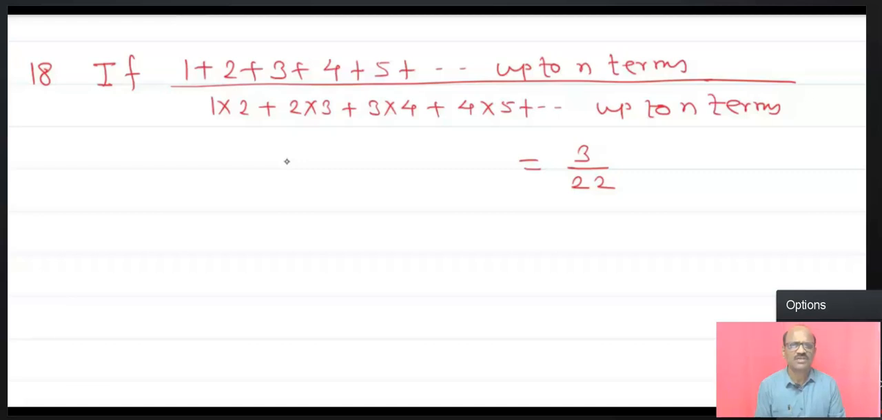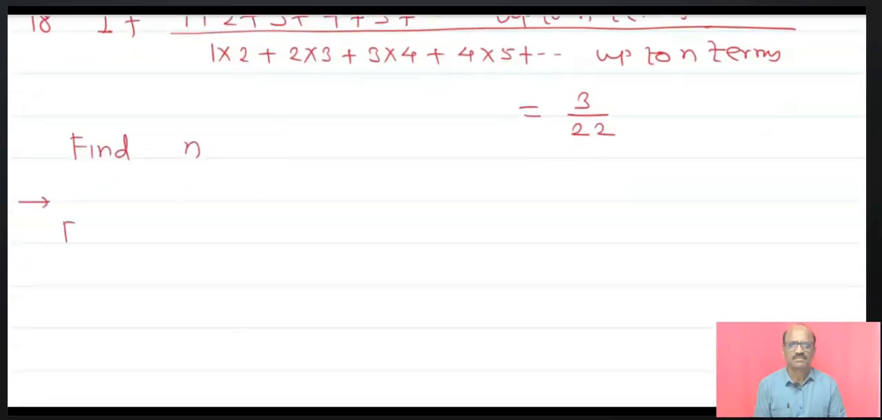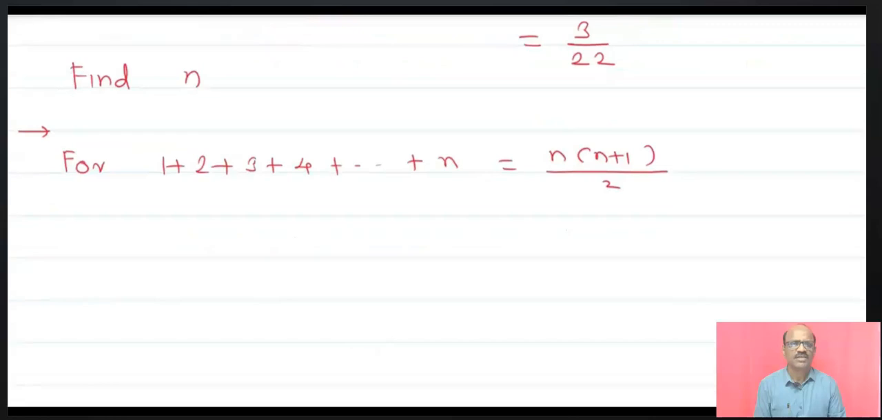That is, the first sequence is 1, 2, 3, 4, and the second is 2, 3, 4. Again, these are in AP. We will find out their Tr terms and evaluate this. Now, see. Therefore, start with 1 plus 2 plus 3 up to n, that is n(n+1)/2.